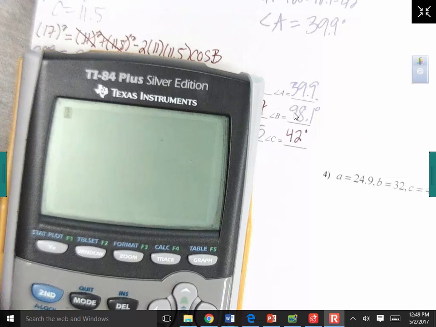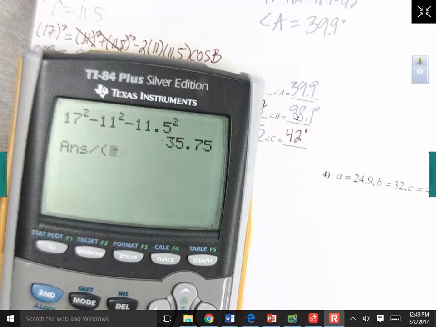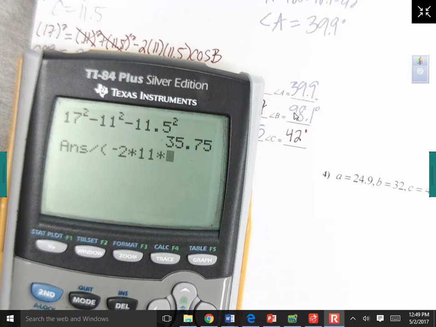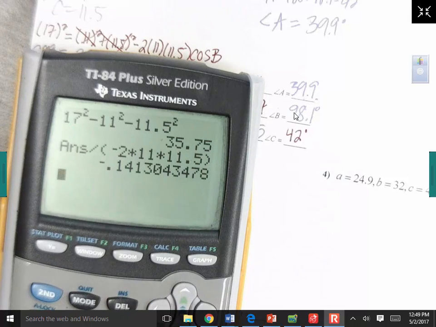17 squared minus 11 squared minus 11.5 squared divided by negative 2 times 11 times 11.5. Wait, did you put that parenthesis there? I did. This parenthesis right here is very important. The reason I put it there is because we need to make sure that we're dividing by all that, and if we don't, our calculator will divide by negative 2 and then multiply by 11 instead of dividing by that product.